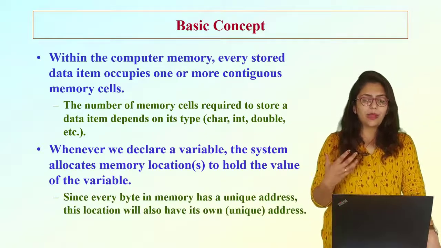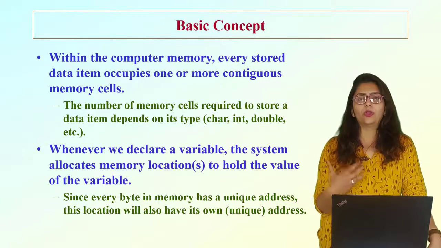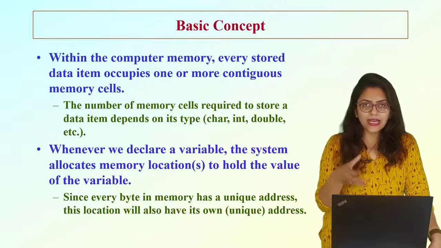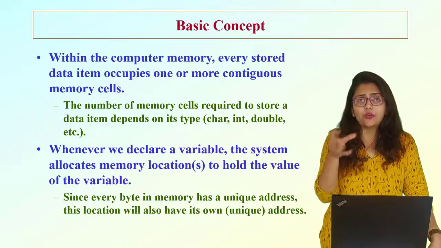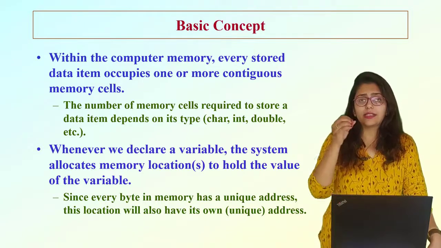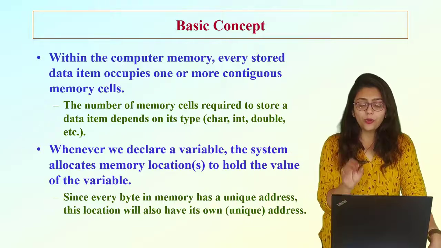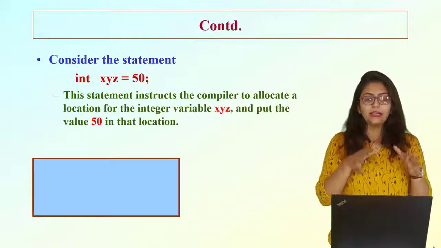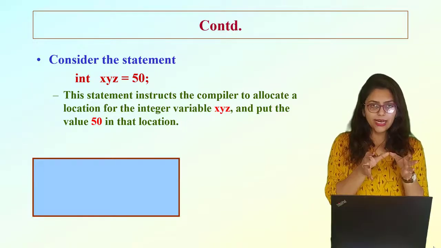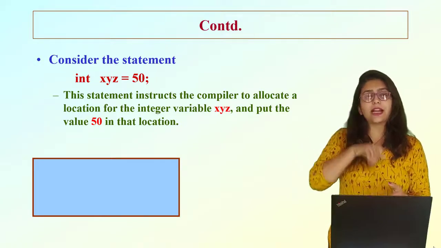Now, whenever we declare a variable, as you can see in the second point, it allocates a memory location to hold the value. Suppose I have declared int xyz equal to 50. So this variable is allocated some address in my memory. It will be given some address. Here the variable name is xyz, int is the data type, and 50 is the value inside the variable.